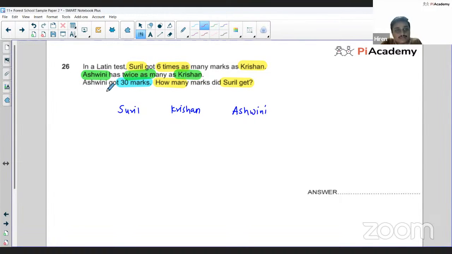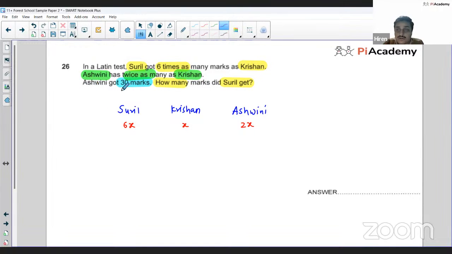If I try to do this, Ashwini has twice as many as Christian. So let's say if Christian has X, then Ashwini will be 2X, right? Suril got 6 times as many marks as Christian, right? So 6 times means what? This is 6x. Yes, absolutely. So on the next line, you got it. The value of x is going to be how much?